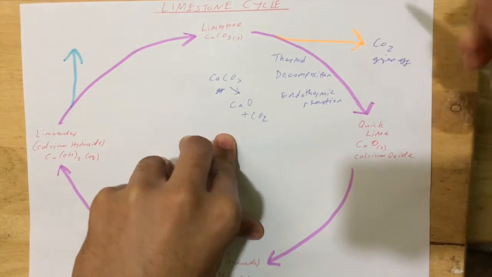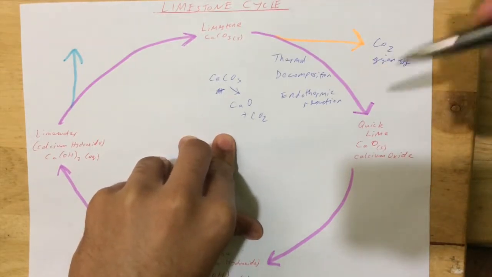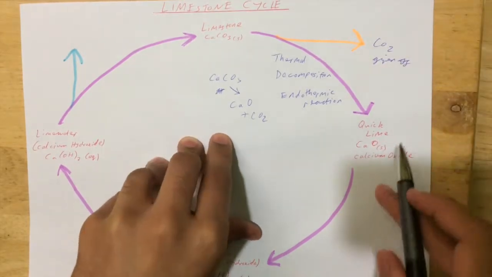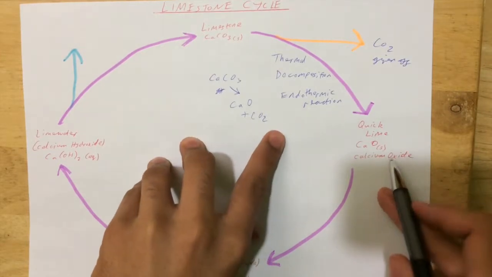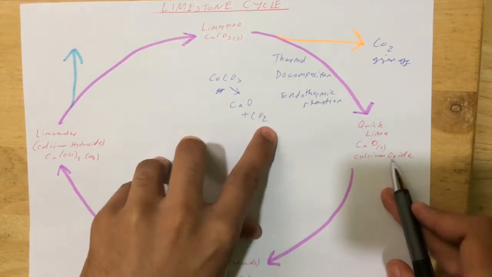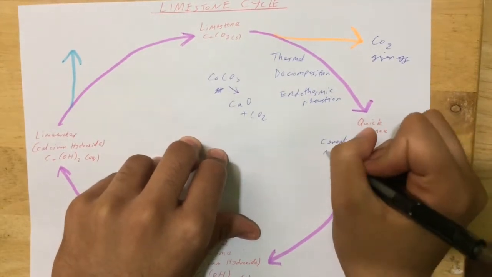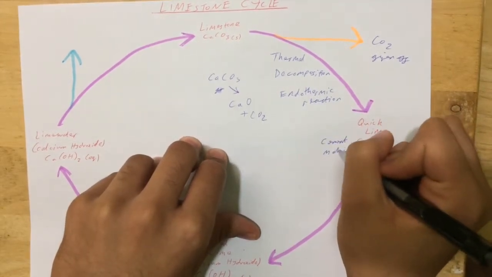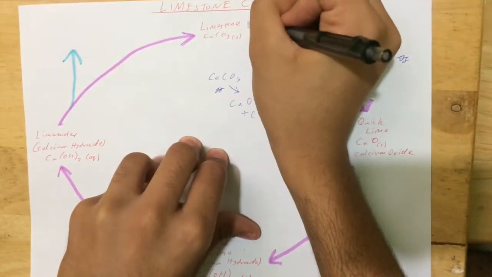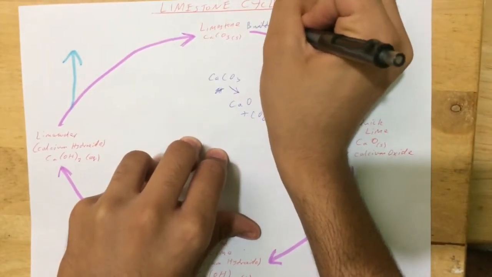And obviously you can talk about the issues with that, global warming and so on. So then we get quicklime, or calcium oxide. Now calcium oxide is usually used for cement making. And as I said before, limestone is a building material.